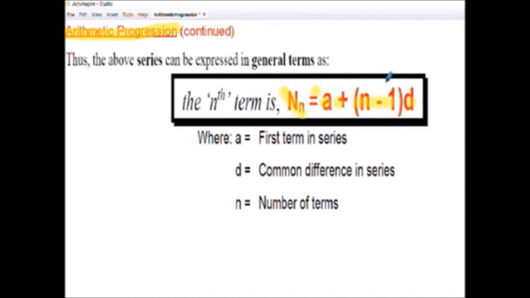That's the AP formula. a is the first term in the series. d is the common difference in the series, and n is the number of terms in the series. The capital Tn is the actual value of a term n in the series.